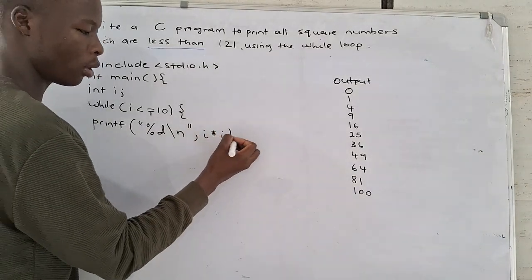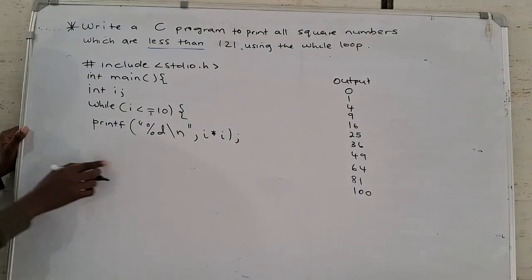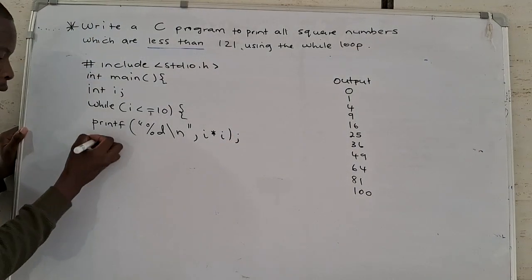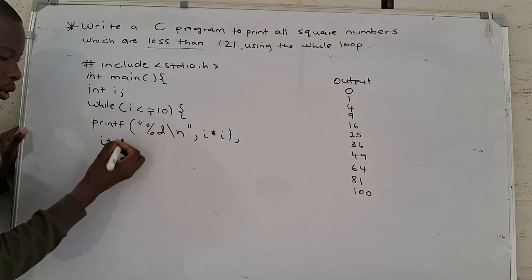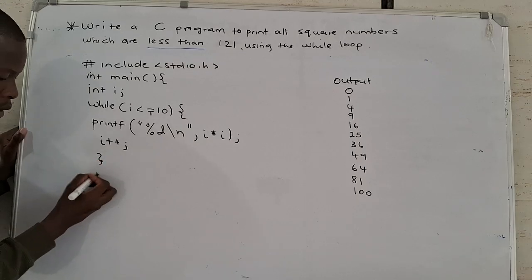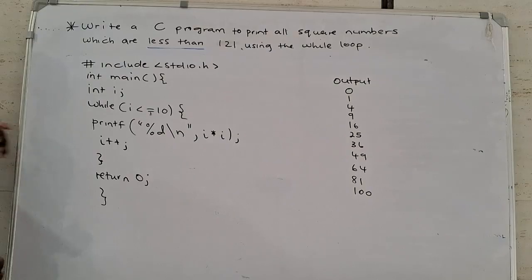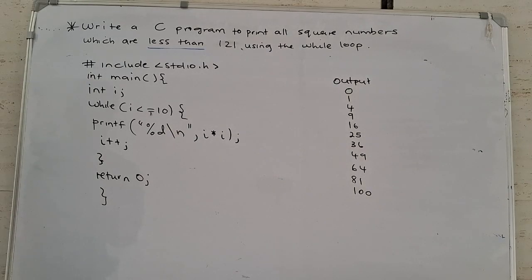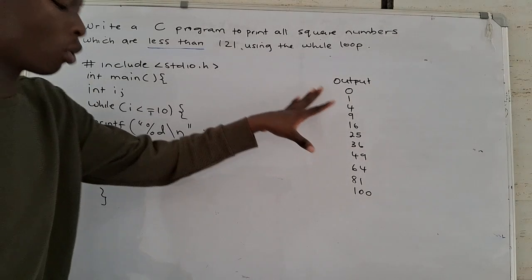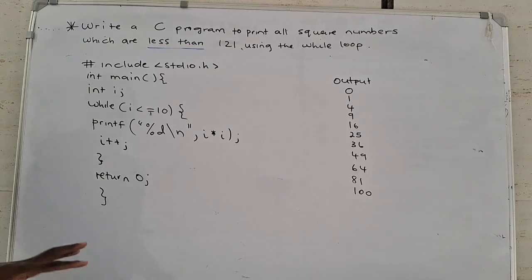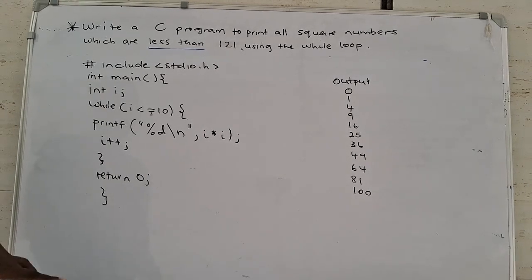This is over. Here you're supposed to write the incrementation part, i plus plus. Then you close. Here you return 0. This is over. So this is the program. The program is going to give this as the output. Let's check.